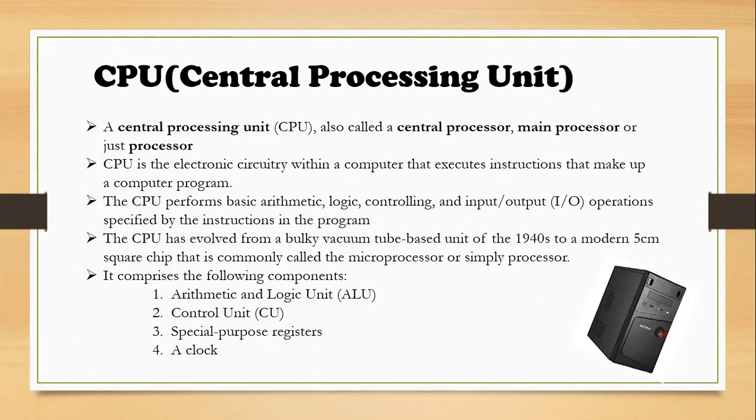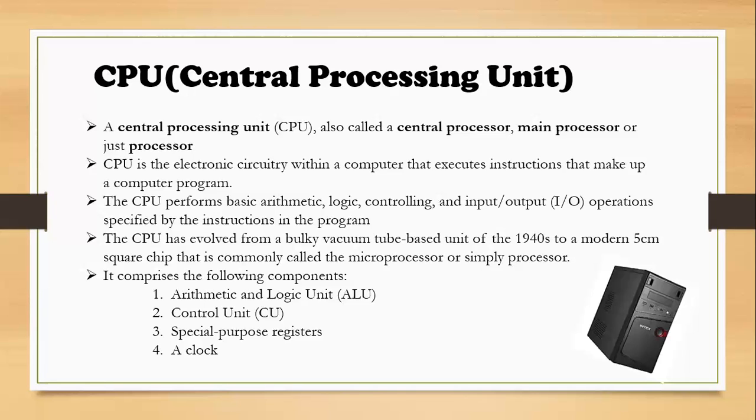Central processing unit, its extension is CPU. It's called a central processor, or the main processor, or just the processor. CPU is the electronic circuit within the computer that executes the instructions that make up a computer program. The CPU performs basic arithmetic, logic, controlling, and input-output operations specified by the instructions in the program.